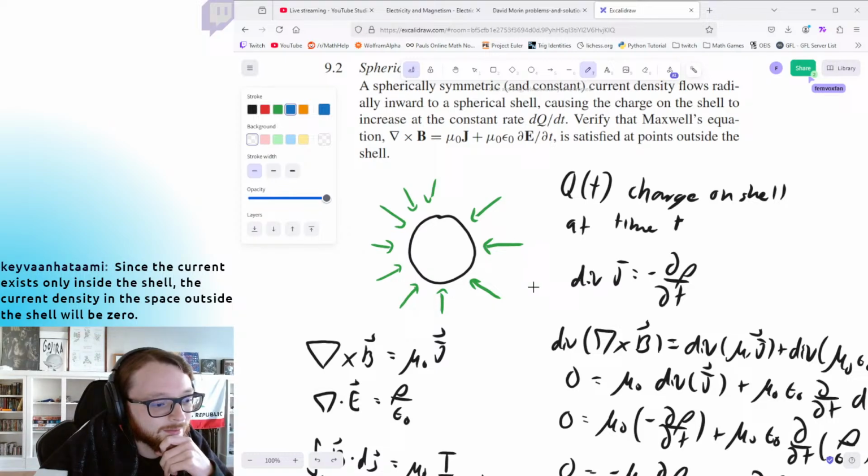Wait, hold on. Am I misunderstanding the problem? I thought the current is outside the shell, coming towards the shell.